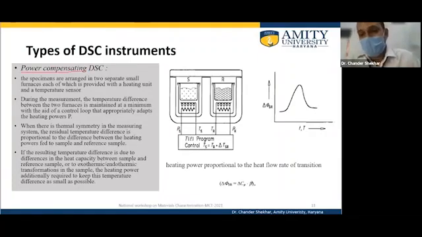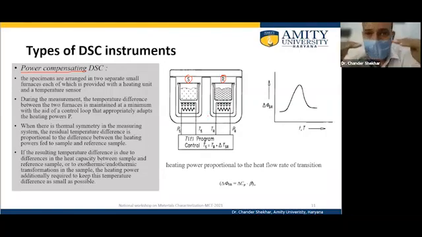Now this is actually important. What happens in the power compensation DSC? The first difference is there are basically two heating chambers. One is for the sample, the other is for the reference. The idea is there is an inert reference. We know nothing will happen to that inert reference in that particular temperature range, but the sample can undergo transformations, right? So the temperature of the sample and the inert reference is kept constant.